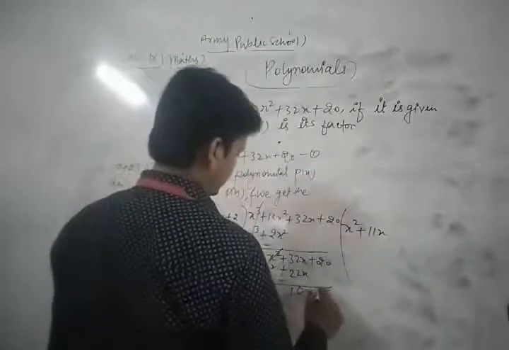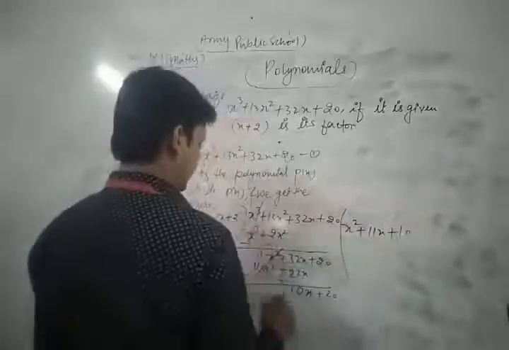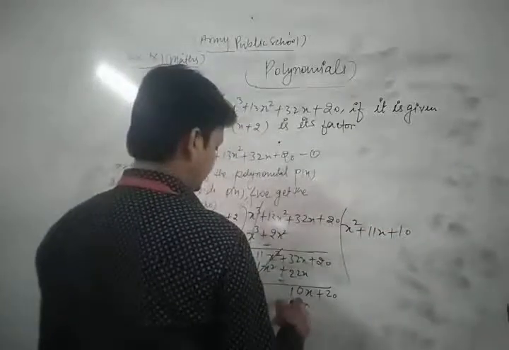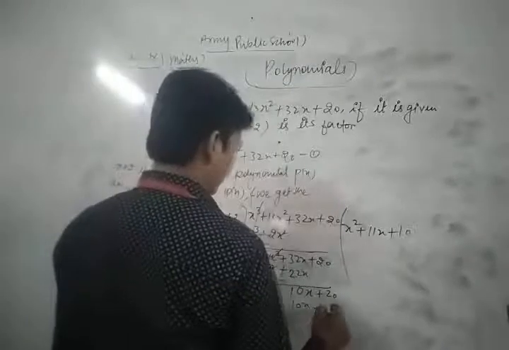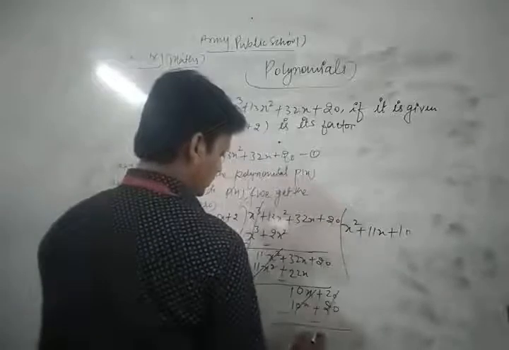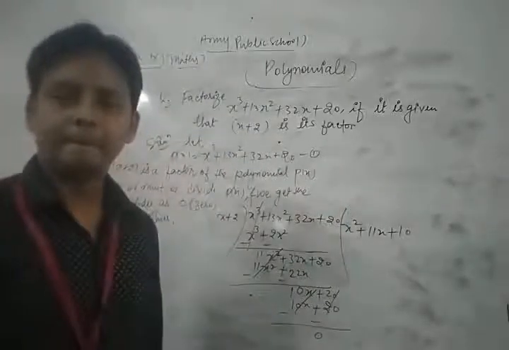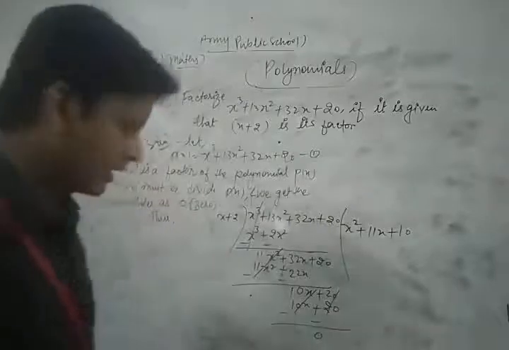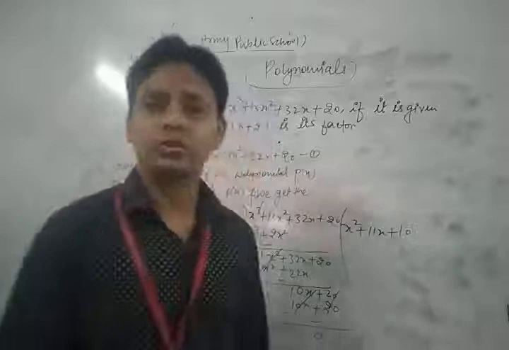Plus 10x and plus 20, that is now, so plus 10x here, plus 20. Now minus minus, so these terms cancel each other. So we get 0. Okay. Thus, in this way we get the remainder as 0.